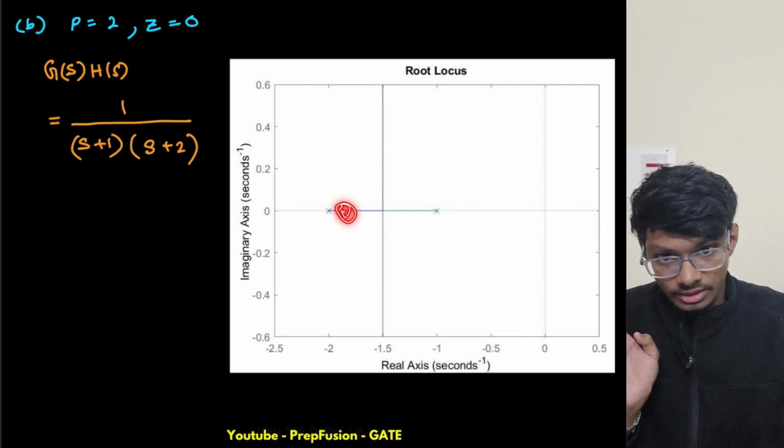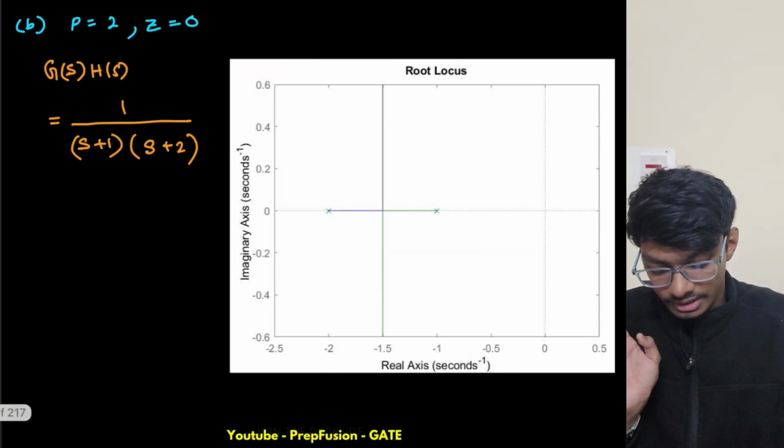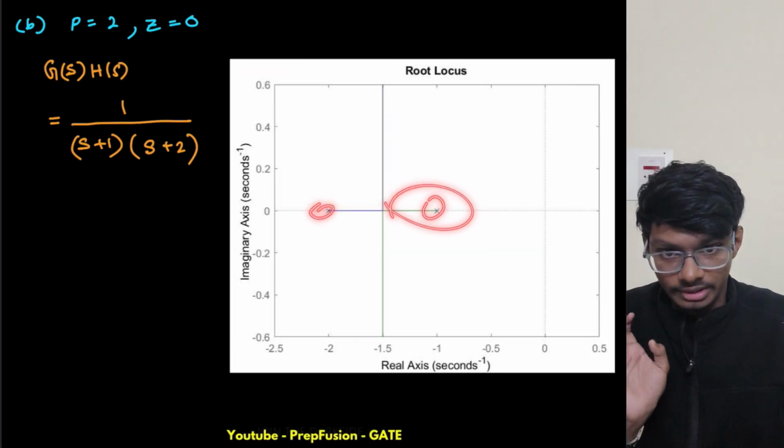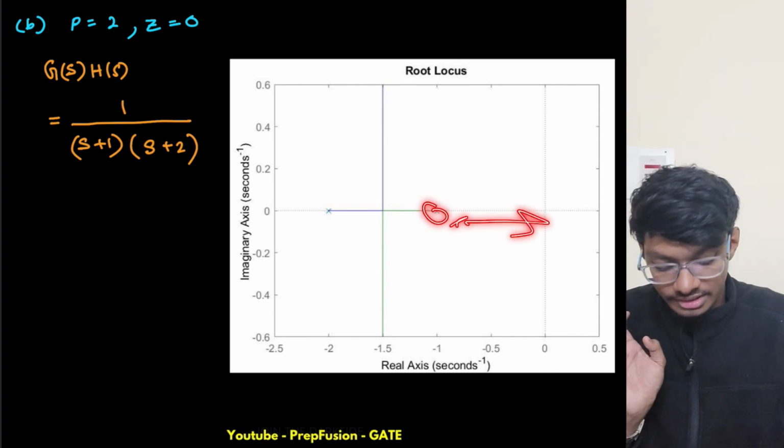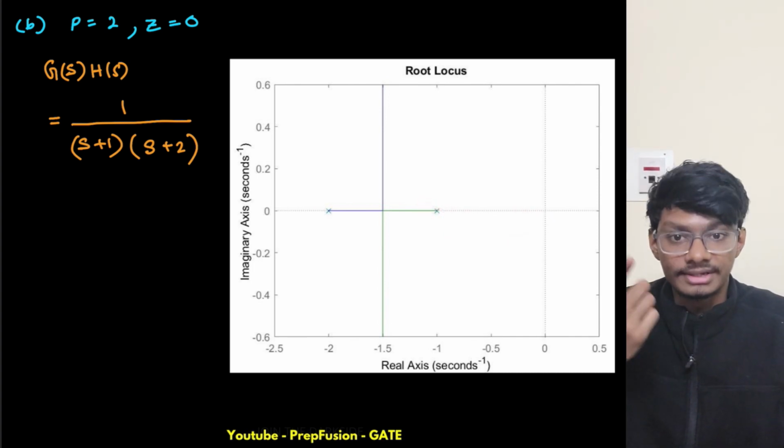Earlier my pole was here, only a single pole, but here I have two poles and this will be more dominant. Hence this distance has reduced, so the reciprocal of this will be increased, hence the time constant will be increased, hence my response will be slower.